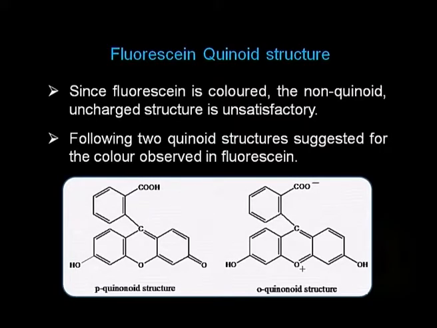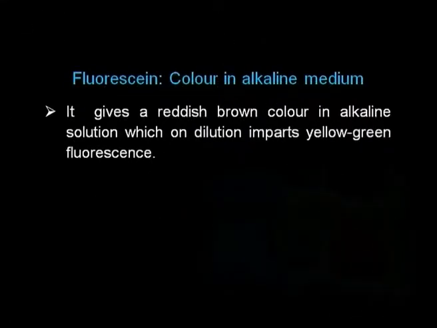Now, since fluorescein is colored, the non-quinoid structure will not satisfactorily explain its color, and that is why the following 2 quinoid structures have been suggested for the color observed in fluorescein. You can see here in this structure there is a quinoid structure, and here also this is an ortho-quinoid structure which is responsible for the color in fluorescein. Fluorescein gives a reddish brown color in alkaline solution, which on dilution imparts yellow green fluorescence.